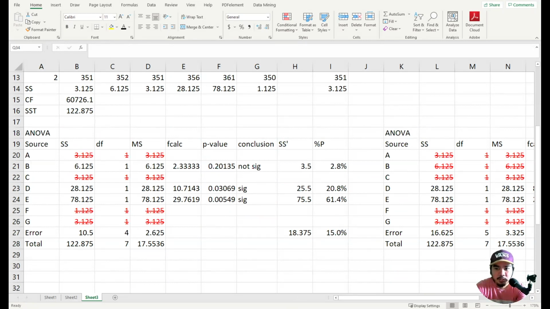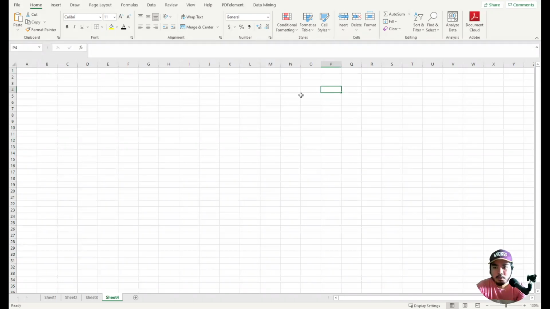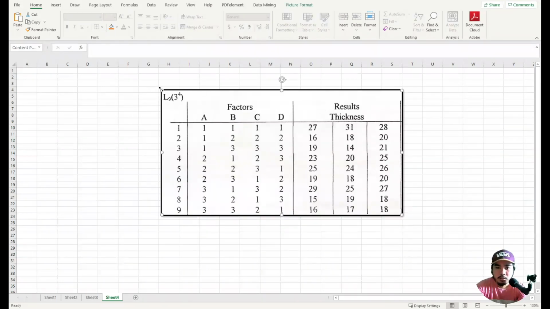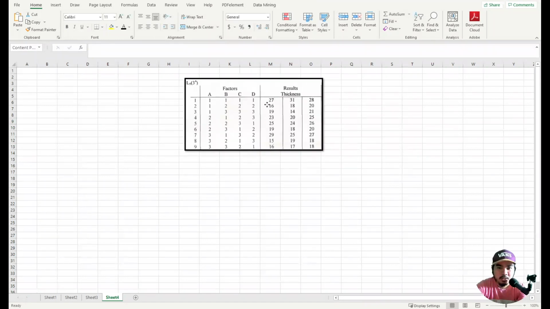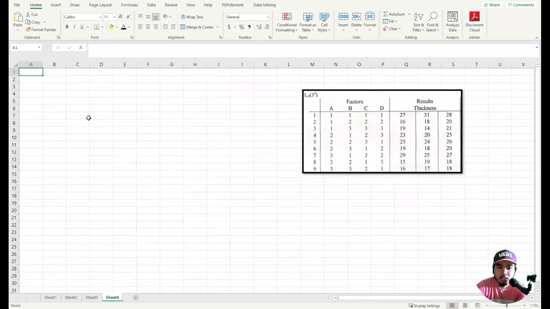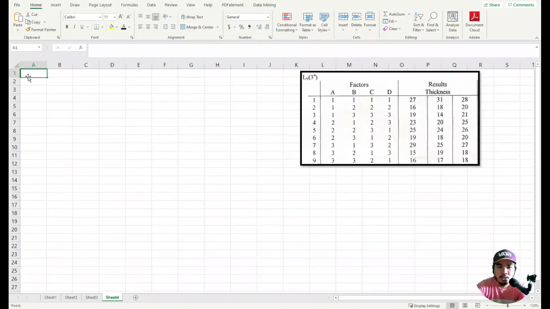It's quick. This is the L9 3 to the 4. This is our last example, and I'll make this an assignment for the class. I'll begin doing it and then leave you to finish. I'll just present the settings and the response table, and then you finish it. Okay? So let's do this. Let's do the factor settings first.